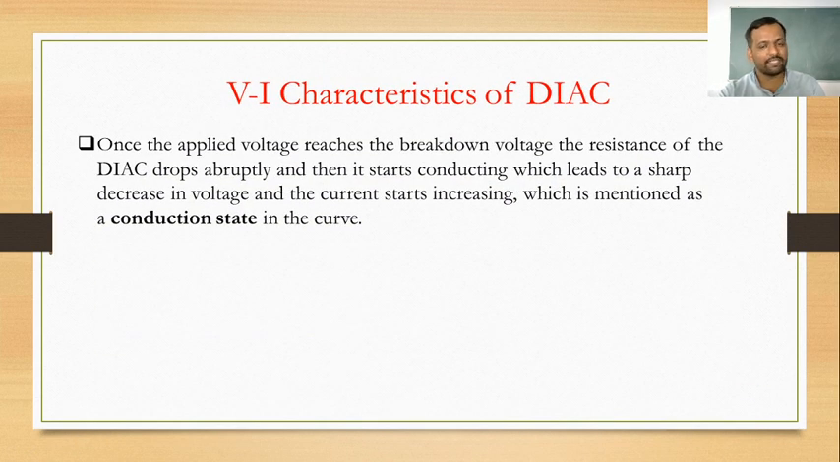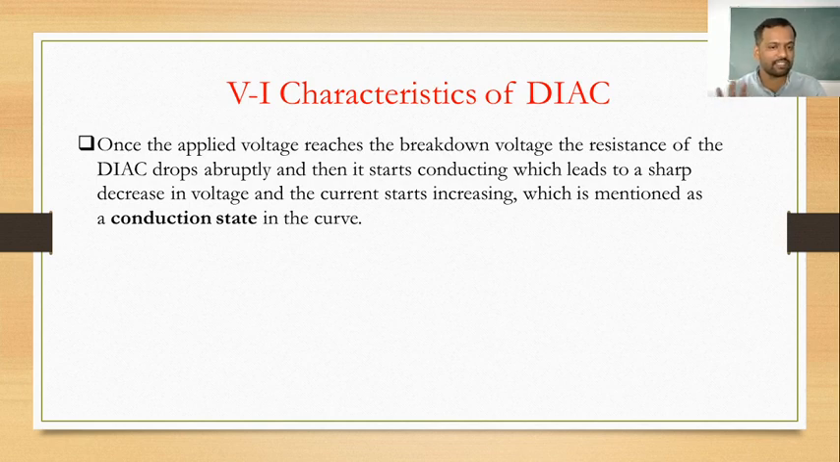Once the applied voltage reaches the breakover voltage, the resistance of the diac drops abruptly and it starts conducting, which leads to a sharp decrease in voltage and current starts increasing. Means when the diac turns on, there is a sharp decrease in voltage and current starts increasing. This state is known as the conduction state. So in the VI characteristics of the diac, there are two states, that is the blocking state and the conduction state.